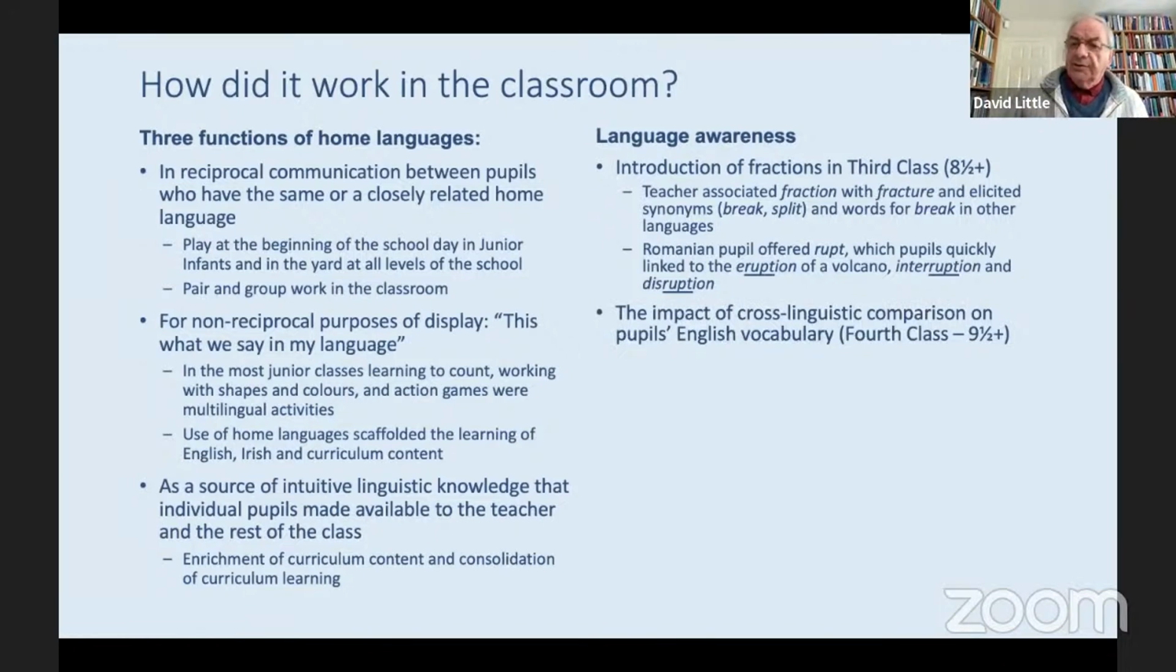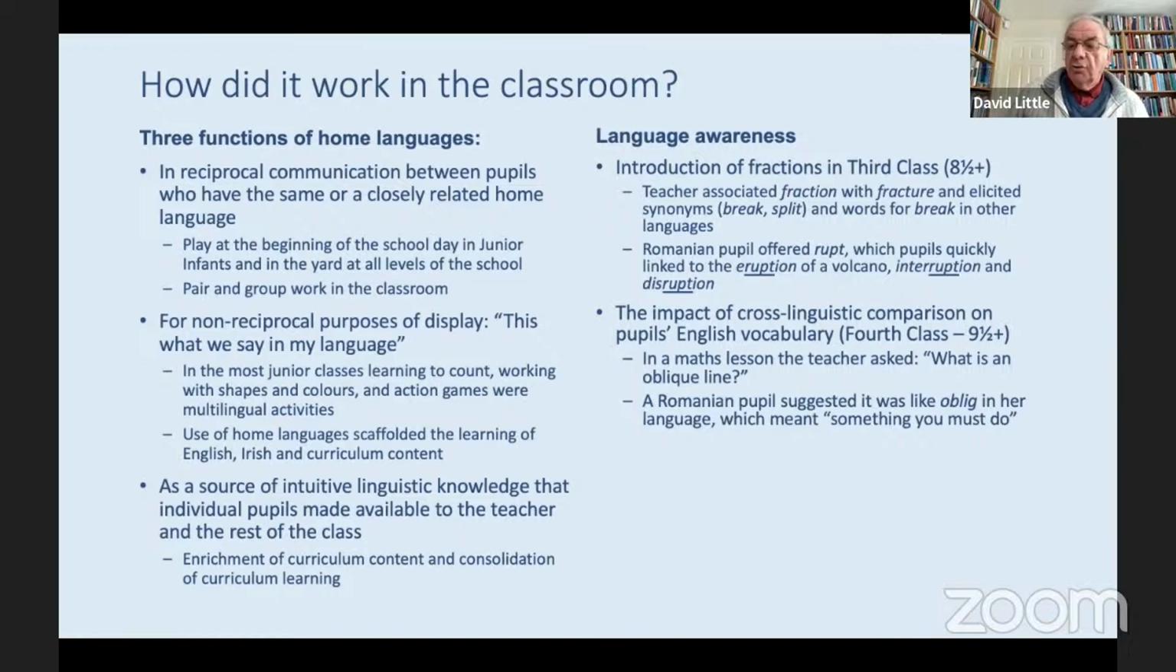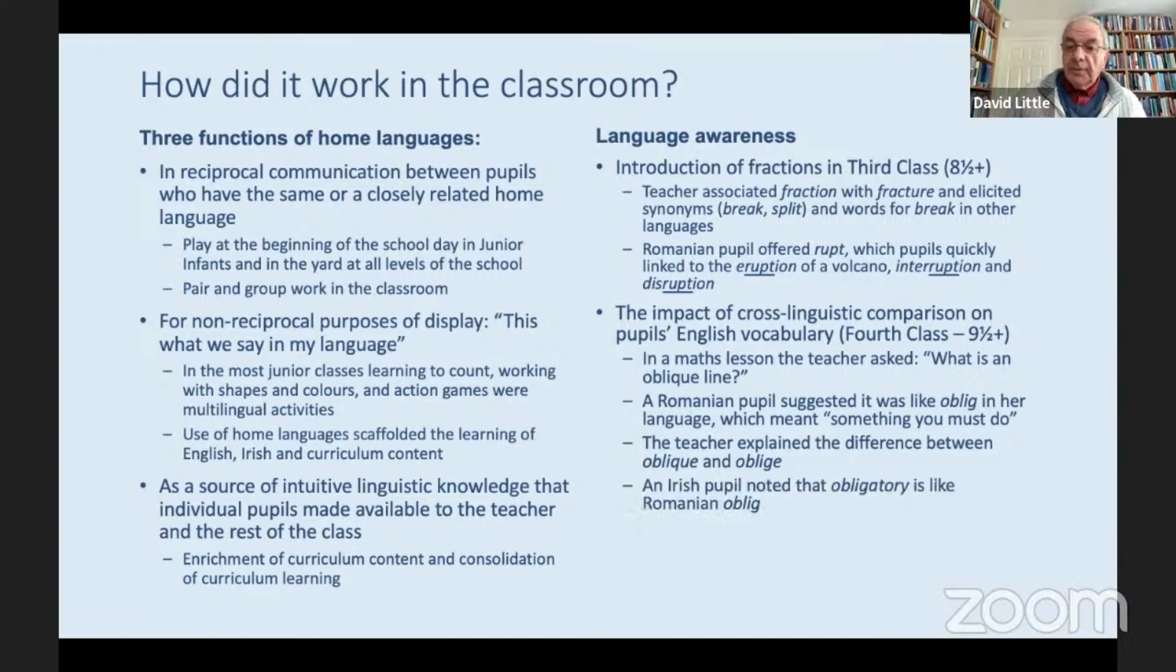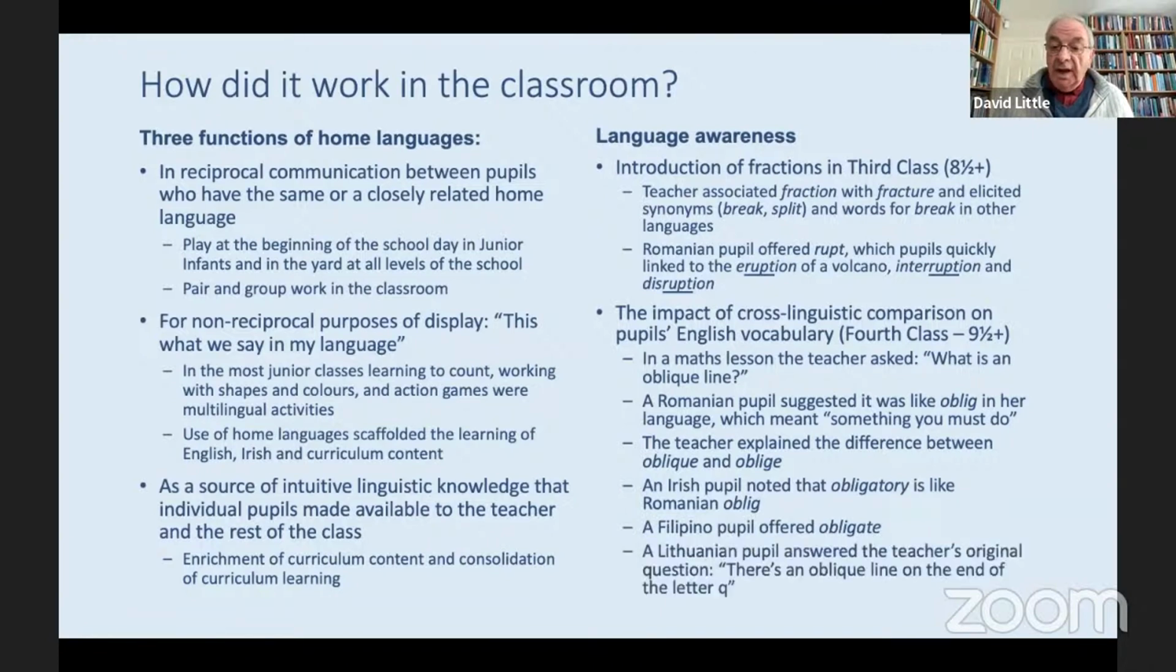This language awareness also shows itself in the impact of cross-linguistic comparison on pupils' English vocabulary. In a maths lesson in fourth class, the teacher asked, "What's an oblique line?" A Romanian pupil suggested it was like oblique in her language, which meant something you must do. The teacher explained the difference between oblique and oblige. An Irish pupil noted that obligatory is like Romanian oblique. A Filipino pupil offered obligate. A Lithuanian pupil then answered the teacher's original question. There's an oblique line on the end of the letter Q, though not in the font I'm using for this presentation.